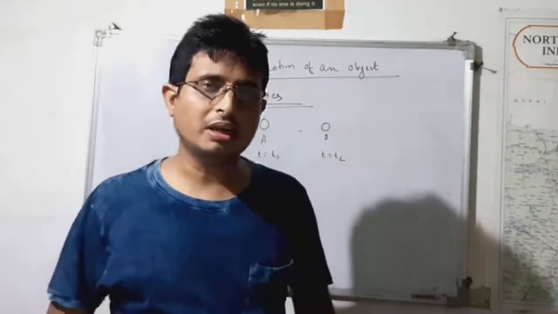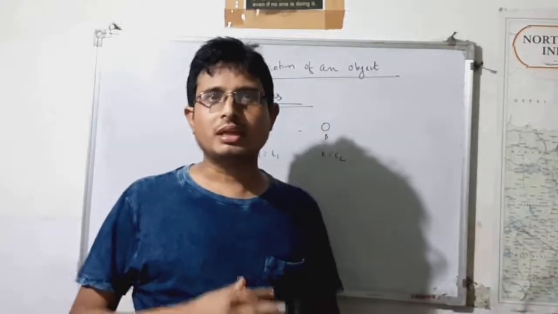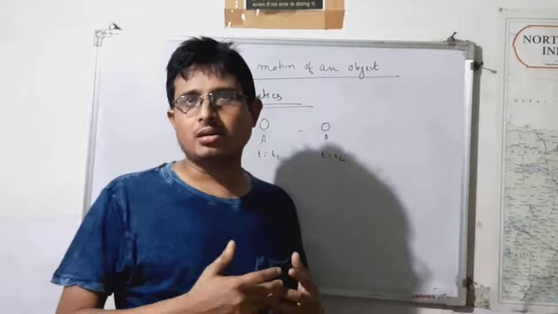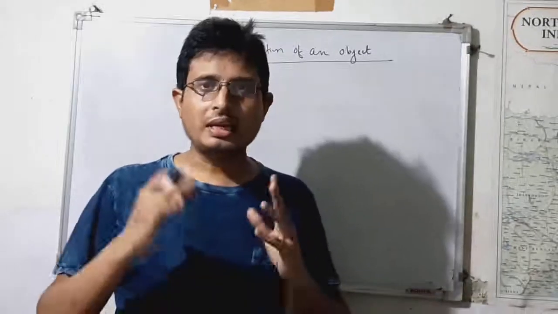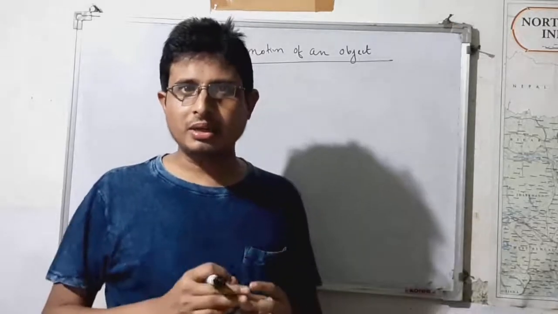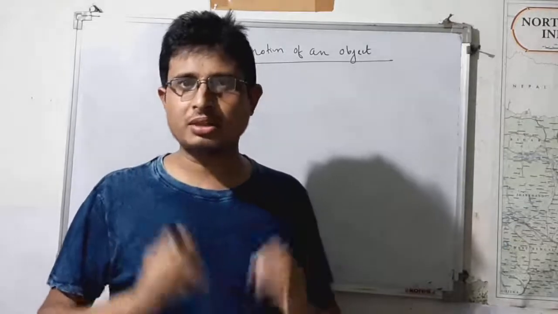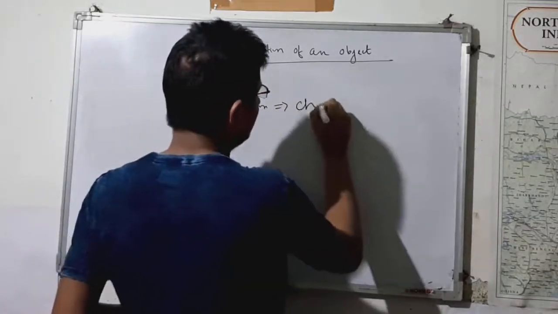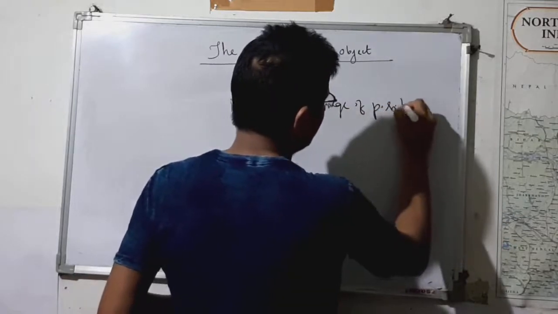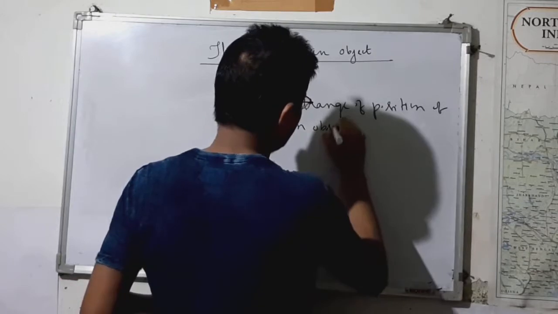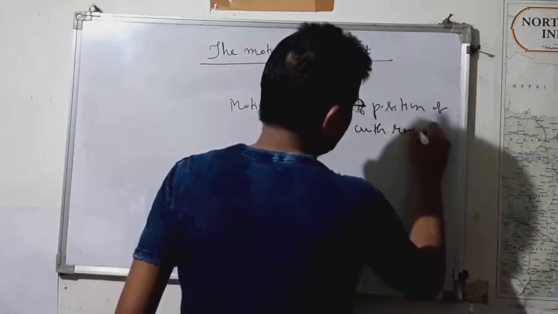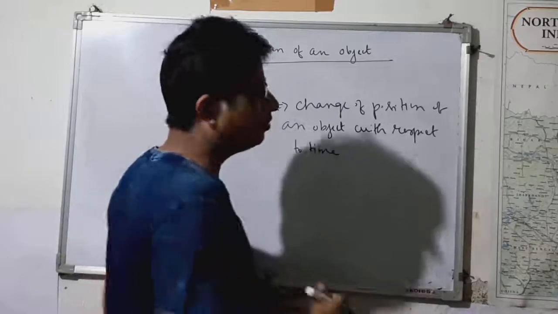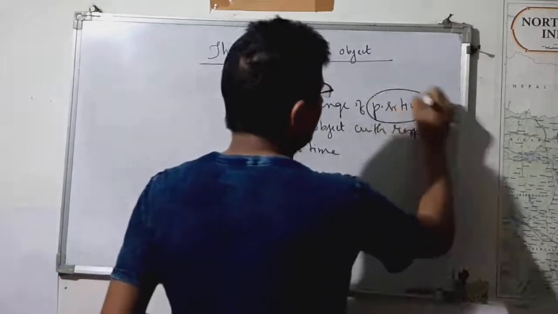Before going on to understand the motion of an object, we need to learn some key concepts through which we can easily define the motion of an object. As I have already mentioned, motion is nothing but change of the position of an object with respect to time. So motion means change of position of an object with respect to time. To understand motion, we need to specify the position of the object.